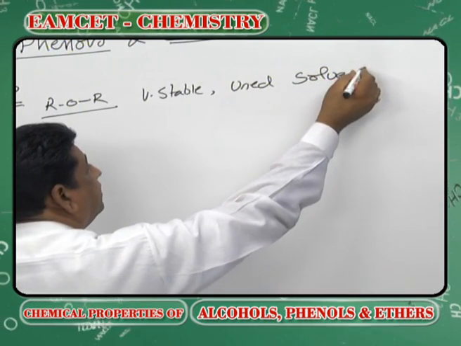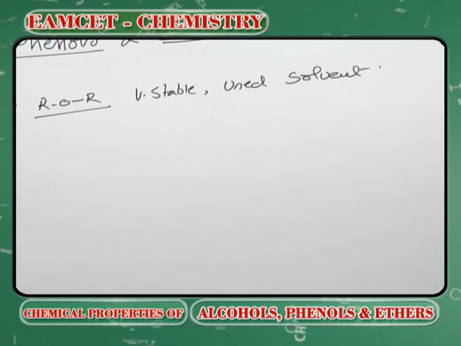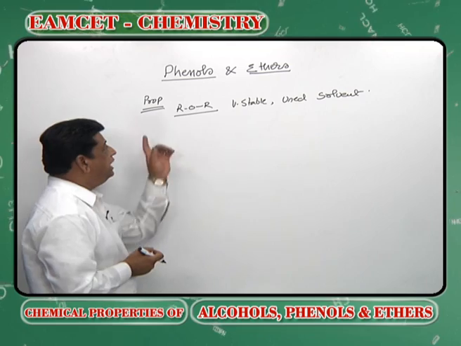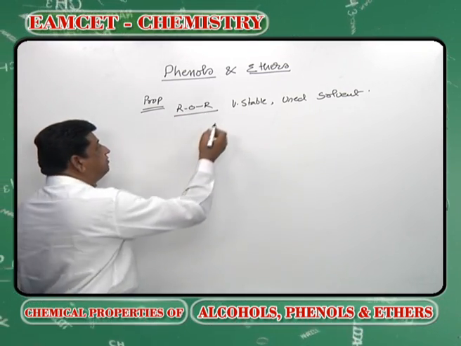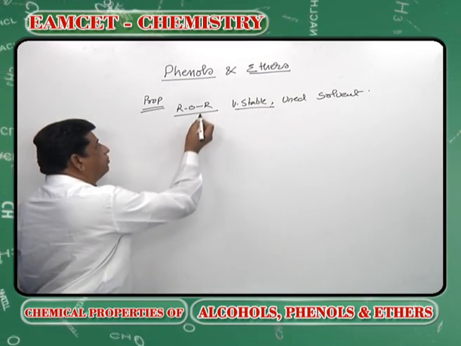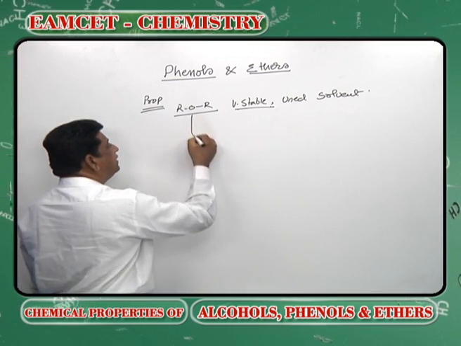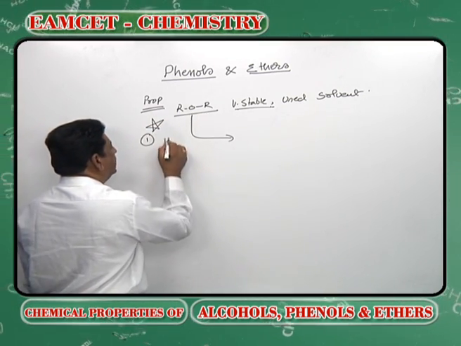What is a solvent? A solvent is one which won't react with the chemicals, but it will dissolve both the substances so that it brings them into a common field. So ethers work as a very good solvent because of their stability. Why are they stable? Because there is no reactive hydrogen present in the ether. However, ethers are going to react with one important reagent, HI.